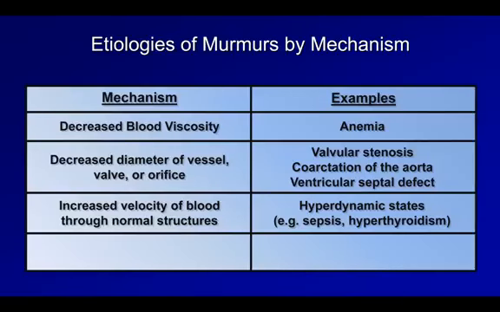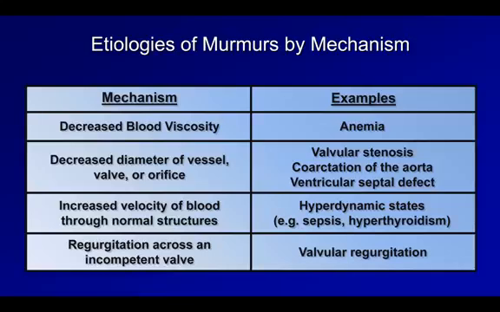Finally, a mechanism that I didn't previously mention is regurgitation across an incompetent valve. The turbulence caused by this is due to an abnormal morphology of the valve, which sets up eddies in the flow of blood which cannot be easily accounted for by Reynolds number.